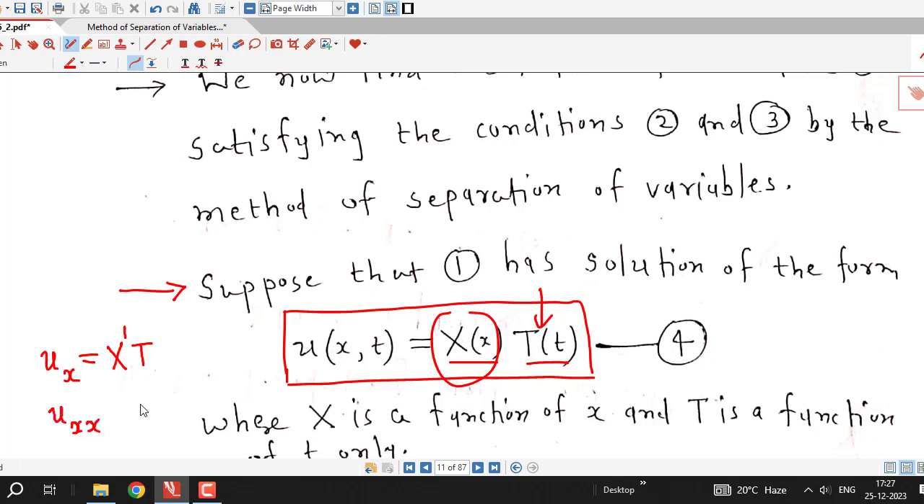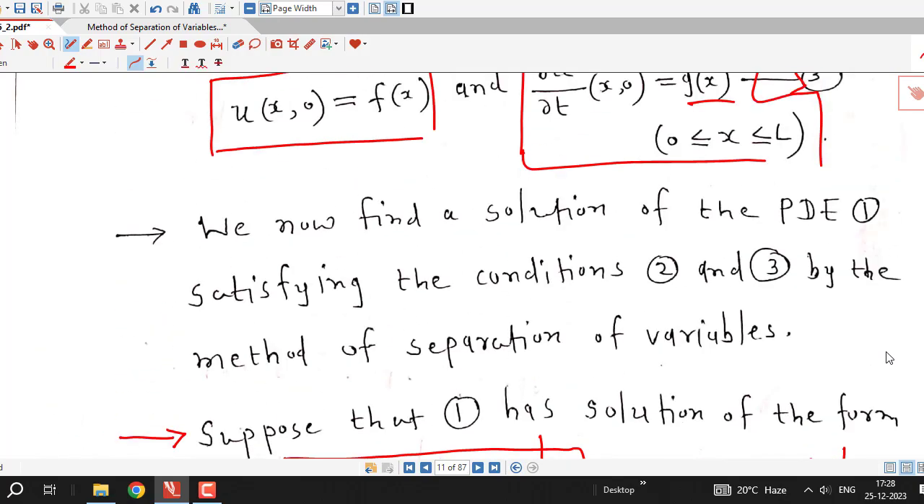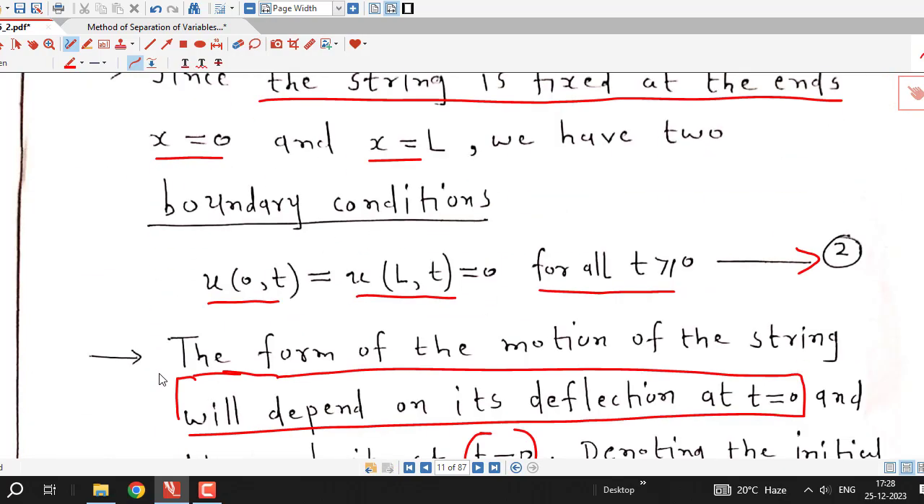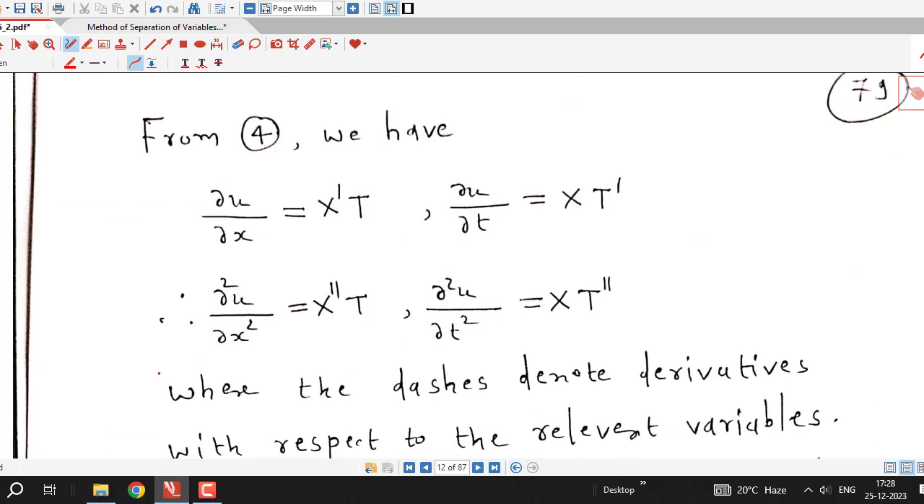Similarly, for del square u by del x square, again t is constant, the derivative of X dash with respect to x is X double dash times T. Similarly, del u by del t is X times T dash, and del square u by del t square will be X times T double dash. So that we substitute in this equation. Here we have X times T double dash equal to c square times X double dash times T. And then we try to separate the variables in capital X and capital T.